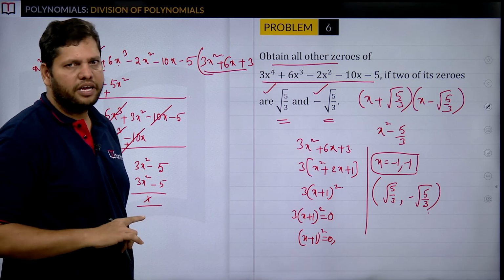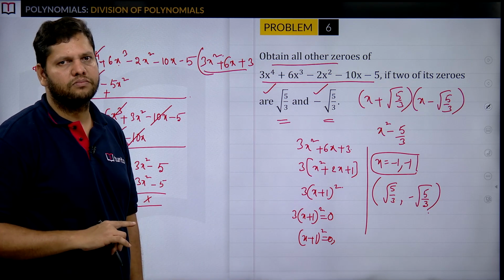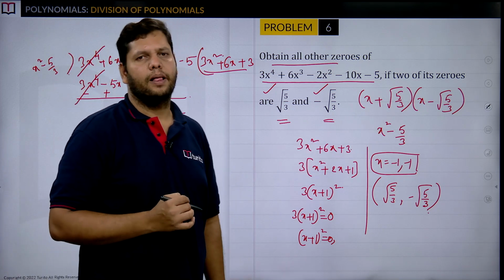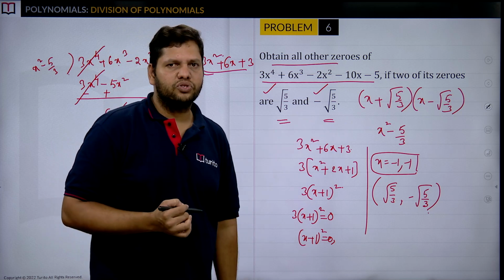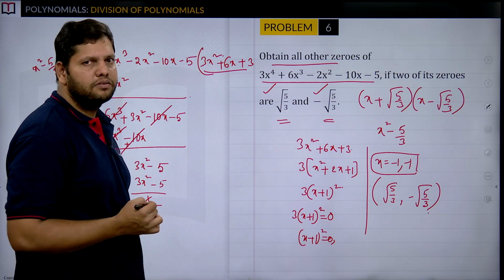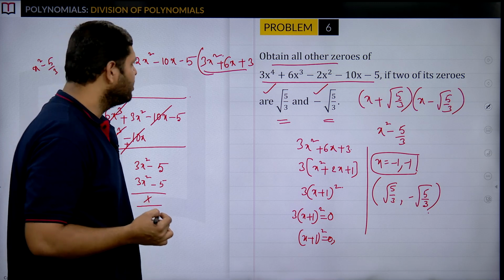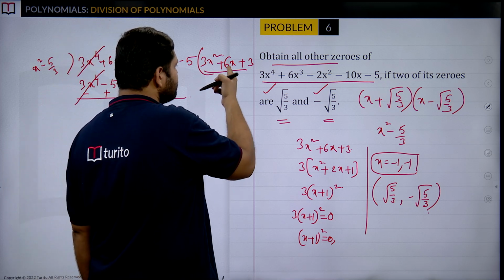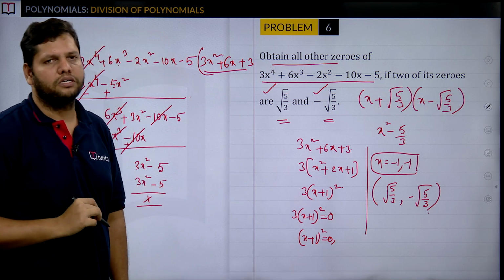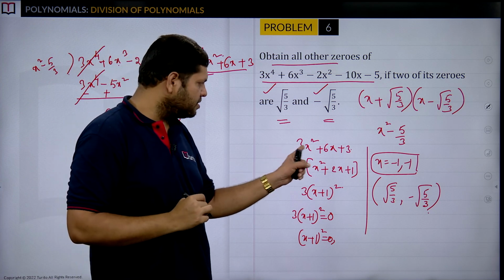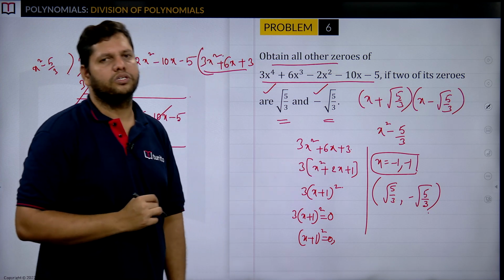Then I am forming the what? A quadratic polynomial. Okay, so what is the quadratic polynomial I got? X square minus 5 by 3. So take this quadratic polynomial, children, and divide the given polynomial by it. So I got the remainder equal to 0, but what quotient did I get, children? 3x square plus 6x plus 3 is the quotient.